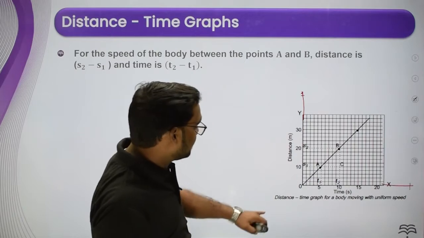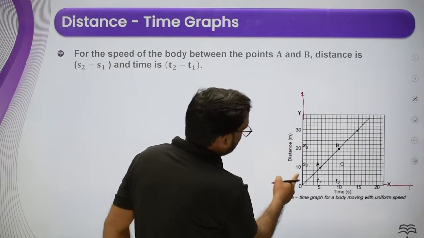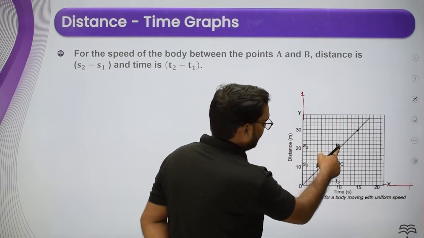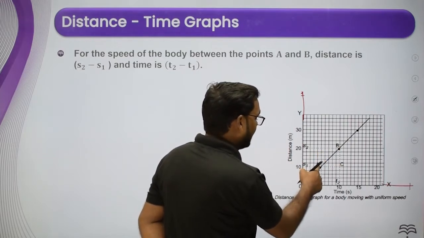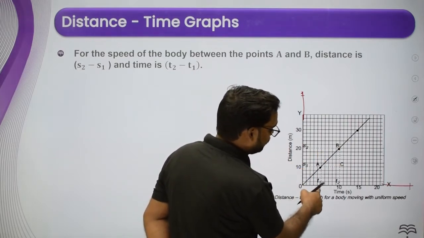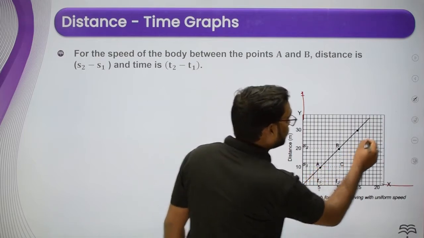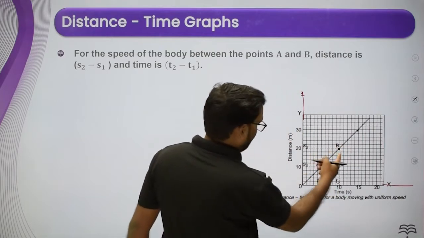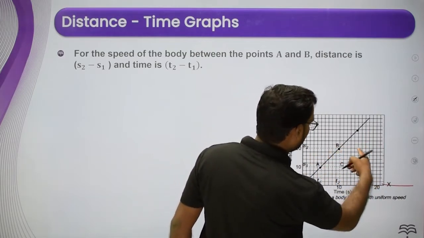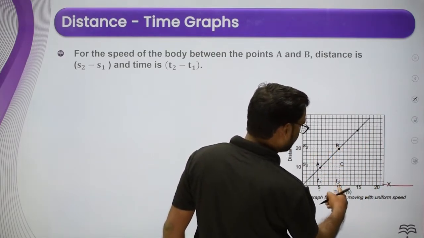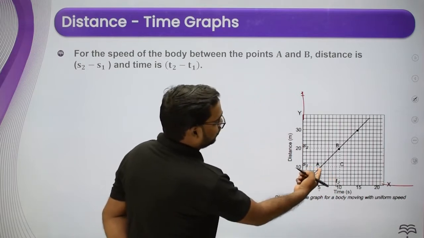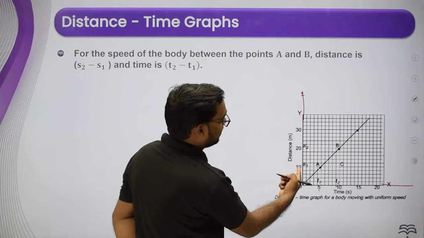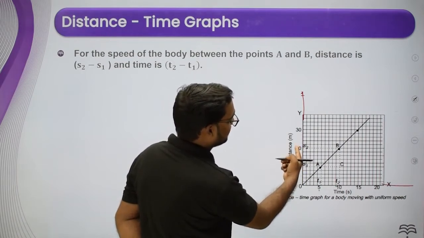Now you can see that the initial position of the particle is A, whereas the final position of the particle is B. The time at A is t1, equal to 5 seconds, whereas at position B, t2, you can see here 10 seconds. Corresponding to the points A and B on the distance axis, you can see here 10 and here 20. This is 10 meter and this is 20 meter.